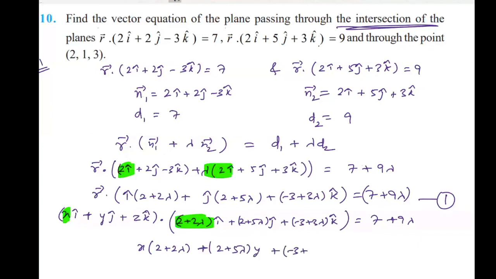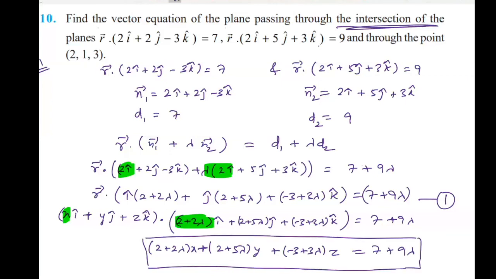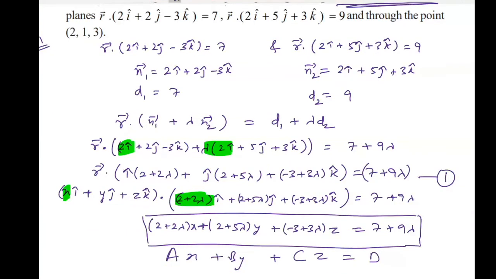So see, this is nothing but a plane. You all can see this is a plane, but not a unique plane because it is dependent on the value of lambda. But you can see this is in the general form of a plane, ax plus by plus cz equals d. For different values of lambda, you'll get different planes.